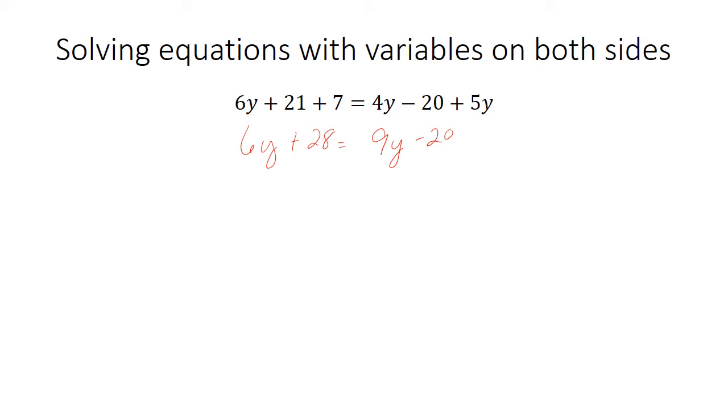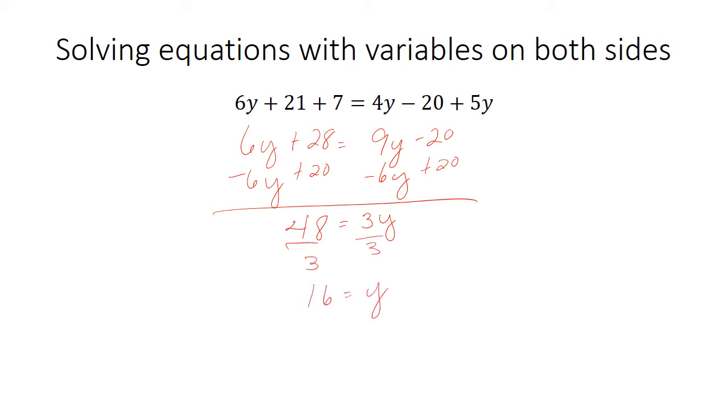Now, some people like to only gather their variables on the left side. I prefer to gather my variables so that they will be positive. So I'm going to move my 6y over. I'm going to say minus 6y and minus 6y. Since I'm moving my y's to the right side of the equal sign, I'm going to move my numbers to the left side. So that is a minus 20. So I'm going to add 20 and add 20. It's going to give me 48 is equal to 3y. And when I divide by 3, I'll have 16 is equal to y.